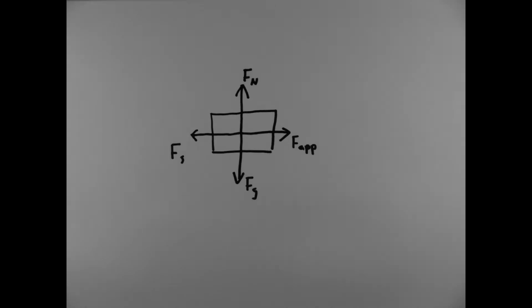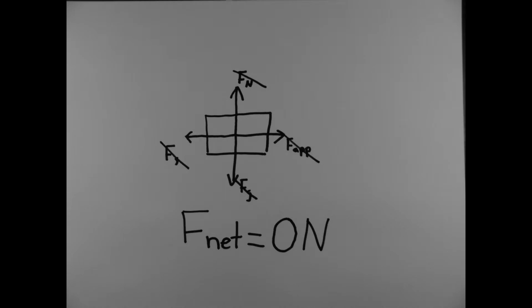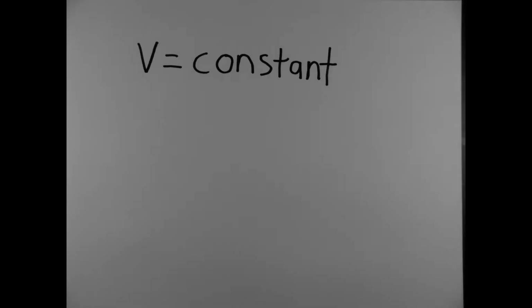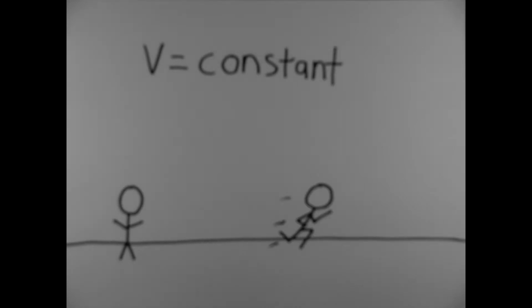When the forces acting upon an object add up to 0, such as in this free body diagram, the forces cancel out, and the resulting net force is 0, meaning its velocity is constant. Remember, a stationary object has constant velocity just like a moving object. Its velocity is just 0.